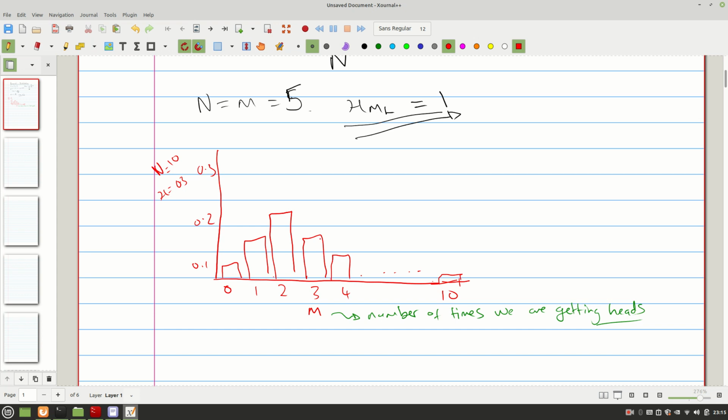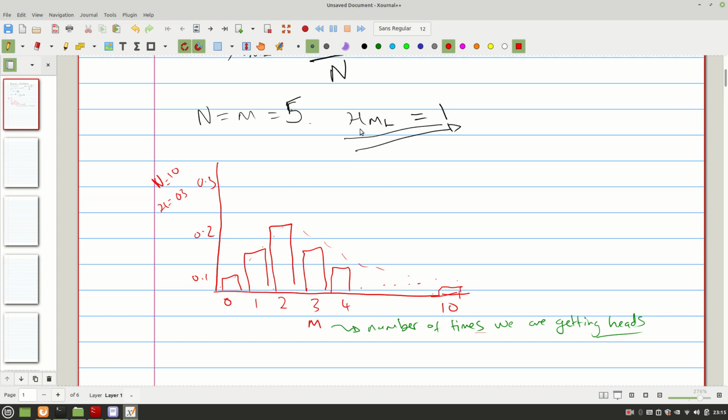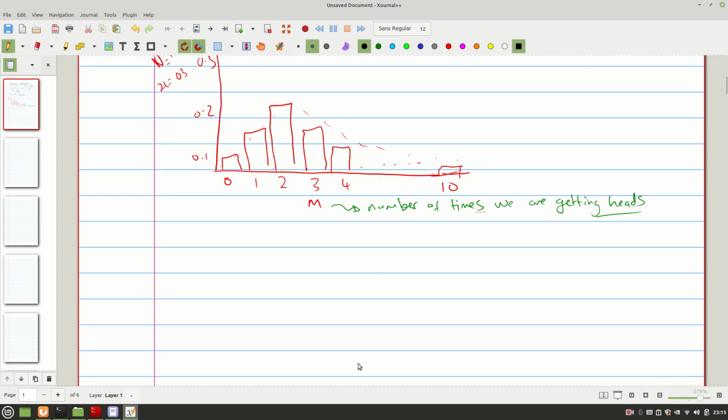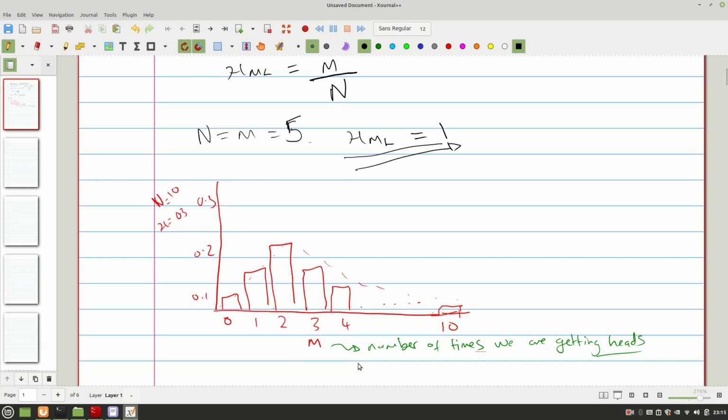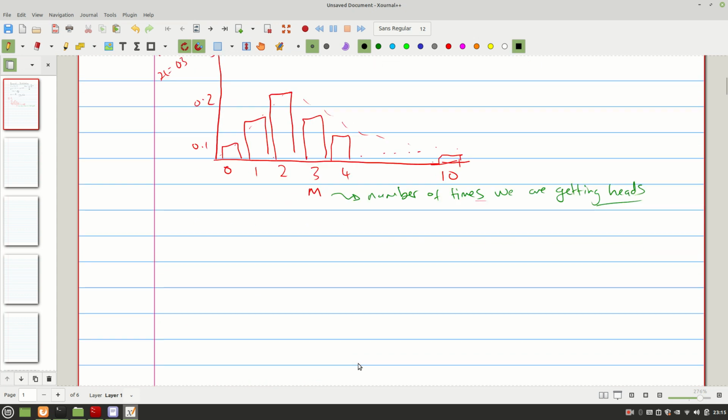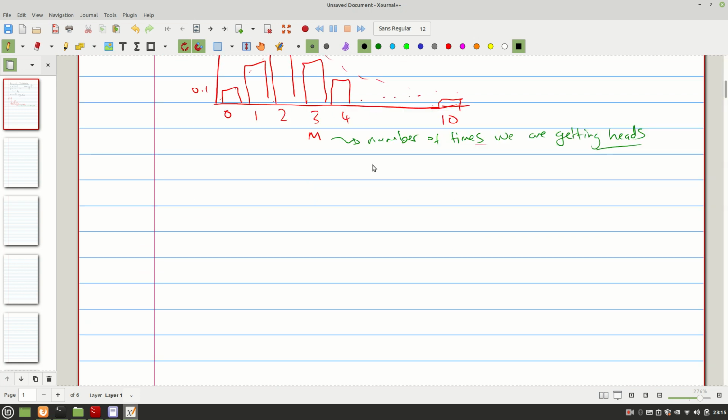So this distribution over m, which is the number of times we're getting heads, is what we call the binomial distribution. To understand it better, as you can see, based on the way that we're conducting this experiment, this is just building on top of the distribution we looked at in the previous lecture, which was the Bernoulli distribution. And now we say that this binomial distribution is defined as follows.